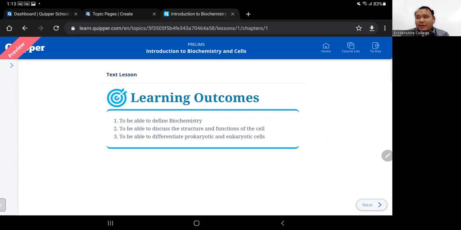Because your bacteria belongs to what type of cell? Your bacteria, is it a prokaryotic or a eukaryotic cell? Your microorganism, your bacteria, your fungi, your archaea, and among others. So anong type ng cell sila? I hope alam na ninyo kung paano i-differentiate. And what we will do is to review on it. Okay? So those are our learning outcomes or objectives for this topic.